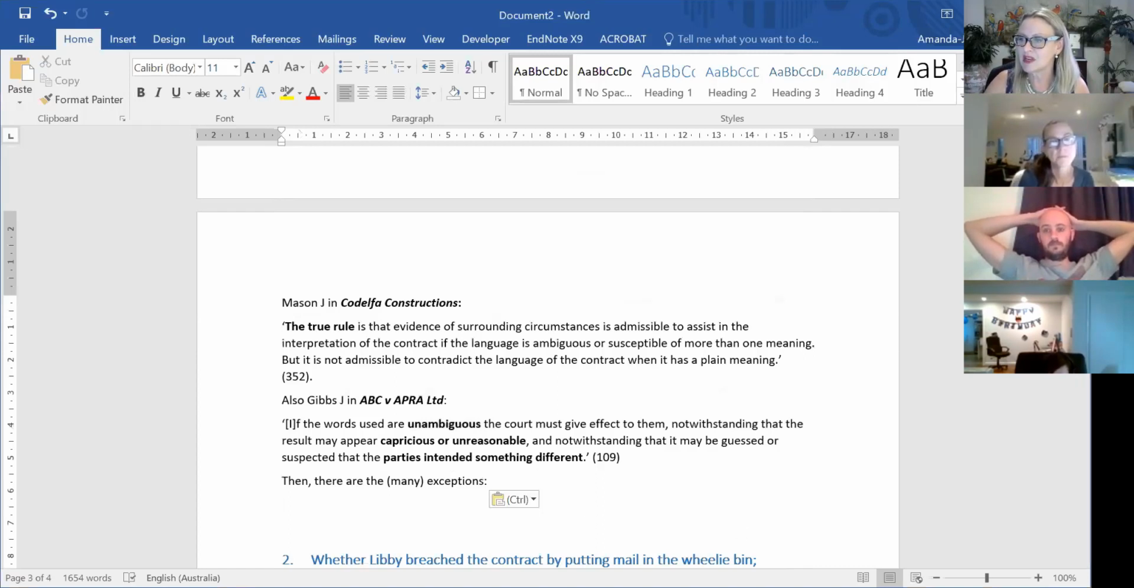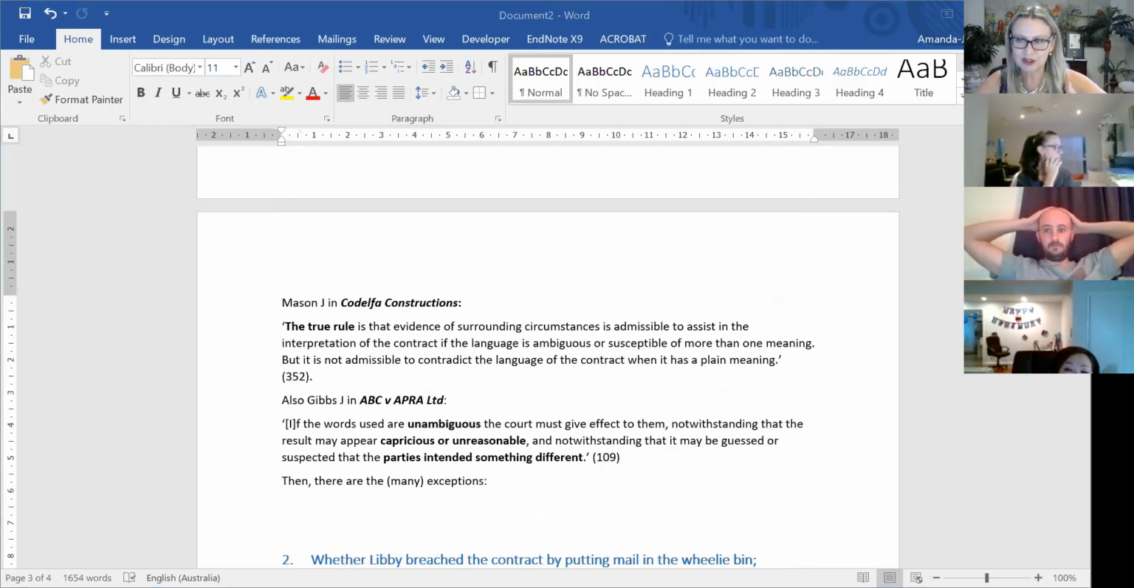Where else? Now I'm thinking, so we've said that the parole evidence rule only applies where there is a written contract. But what if it's not just written? What's the other exception that applies there? If it's partly written and, yeah, I lip read you, Tammy. Partly written and partly oral.